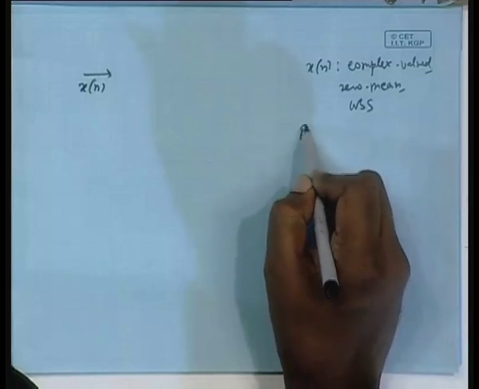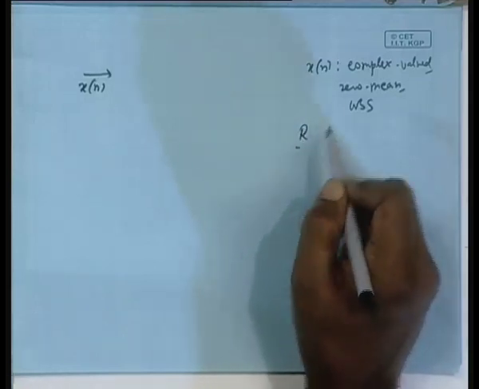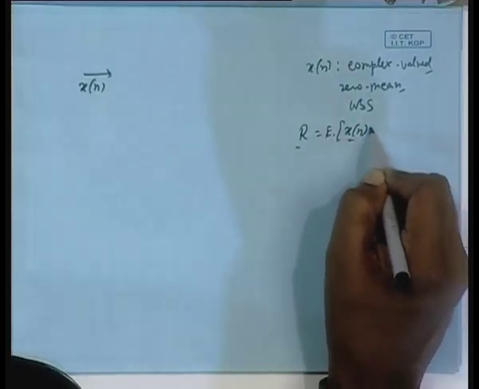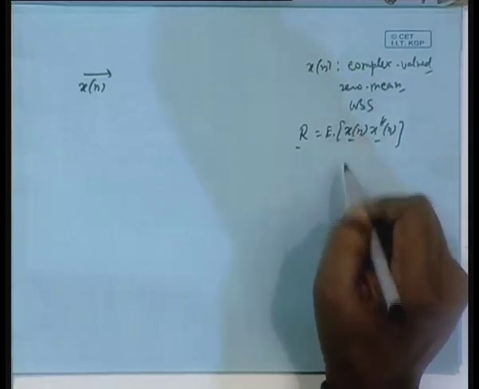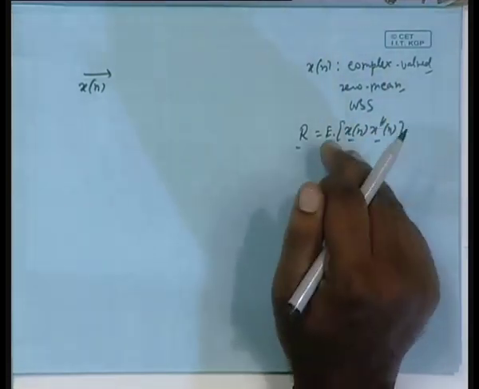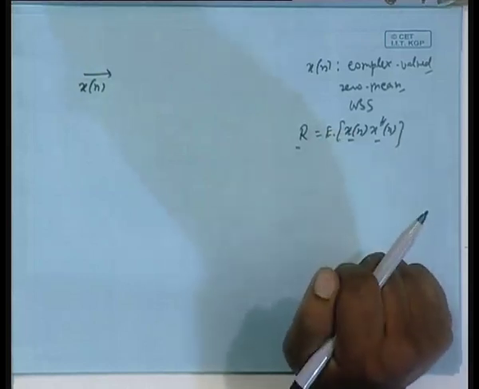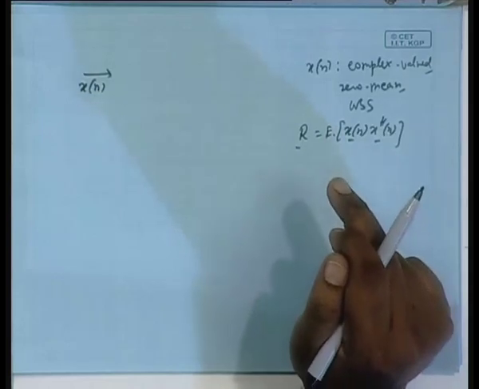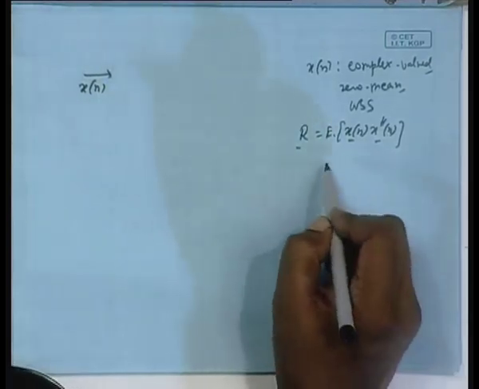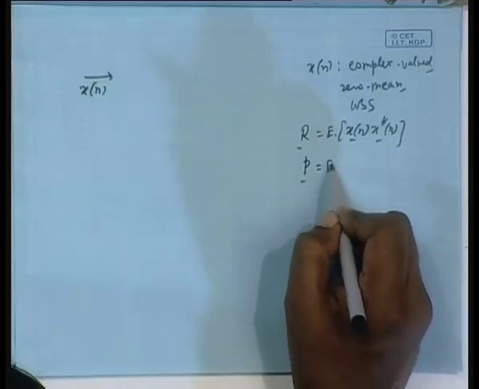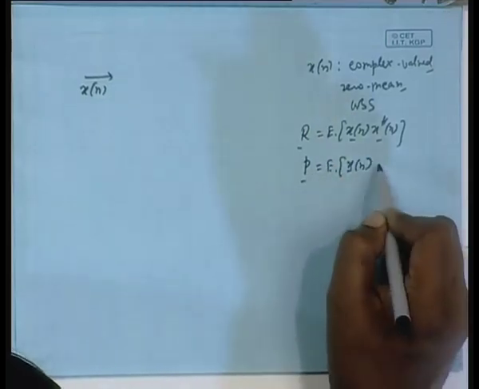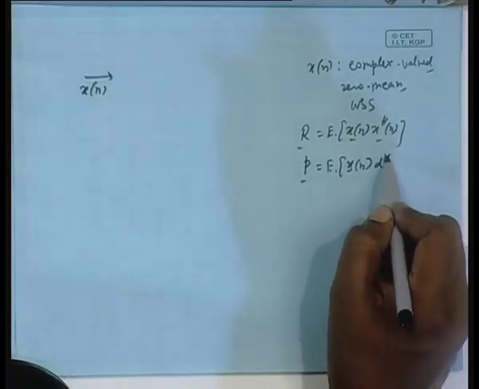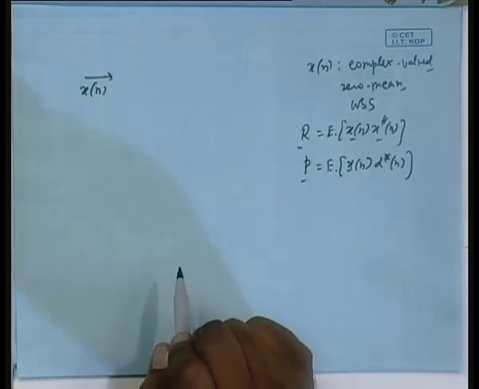And given R, which is now a complex matrix, Hermitian always, it is E of xn vector times xn Hermitian. The xn vector is the same as the original one. I am not changing the definition of the xn vector, the only thing is that xn now consists of your complex valued random samples, okay, a more general case. Also given P, which is E of xn d Hermitian n, the same as d star n, because d is a scalar, no question of transposition. So, d star n, you can put the conjugate in. These two are given to you.